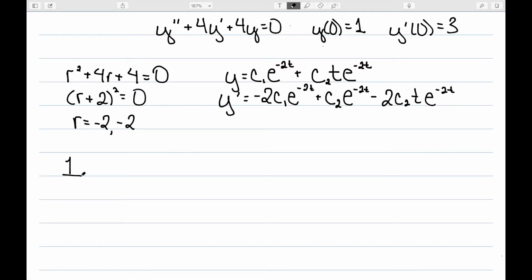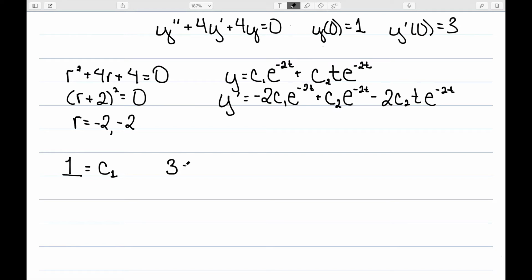We know that when we stick in 0, our equation will be equal to 1. So that's c1 times e to the 0 plus c2 times 0 times e to the 0. So we just have 1 is equal to c1 from my first equation.